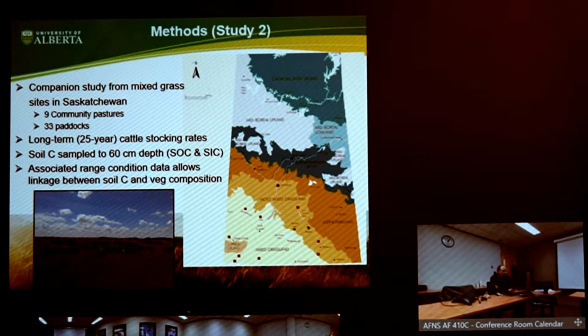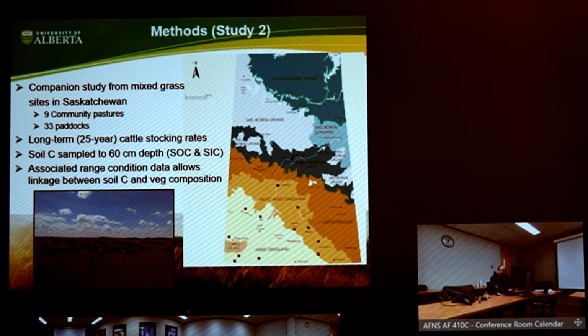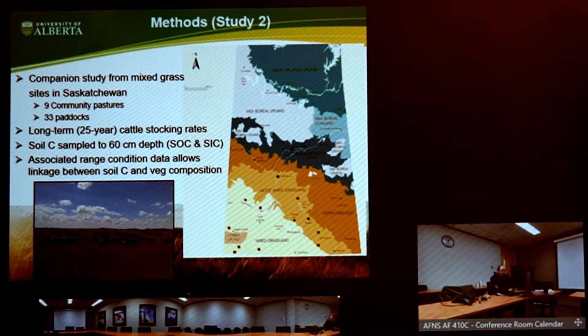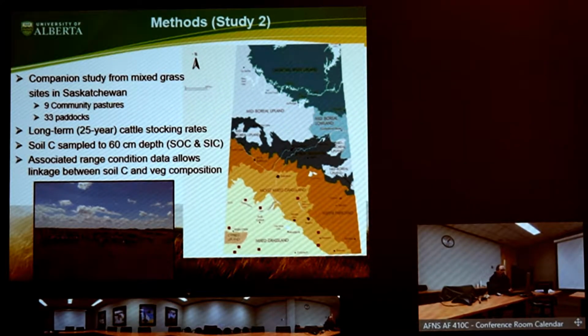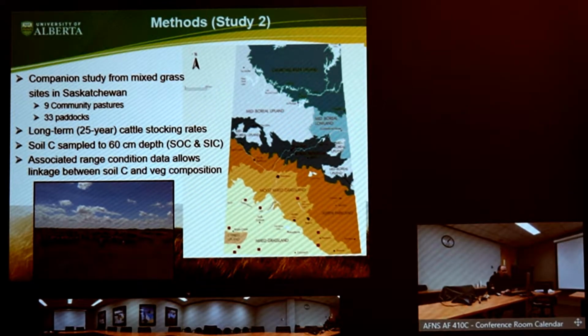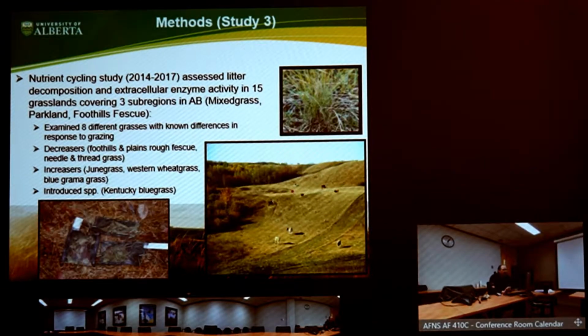and inorganic carbon. And we also had associated range condition data, which is basically a detailed breakdown on plant species composition that would enable us to look at how maybe changes in the composition of vegetation could influence those carbon levels. So that'll be important when we get into that.